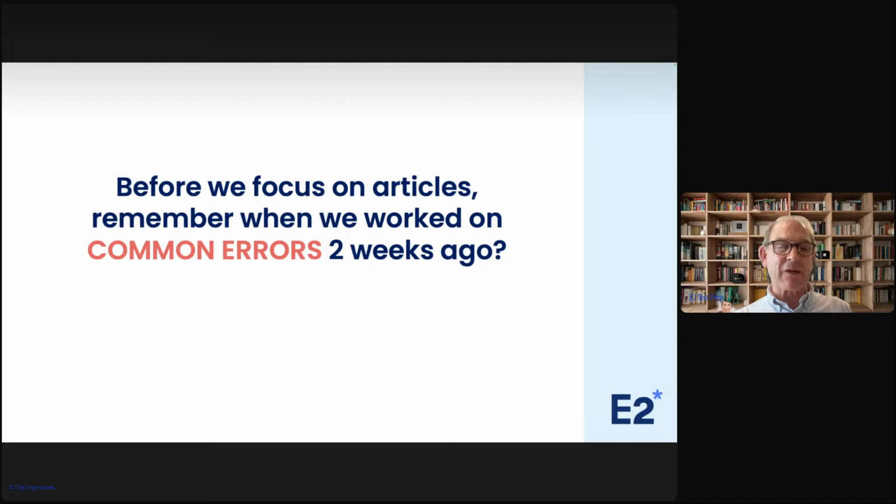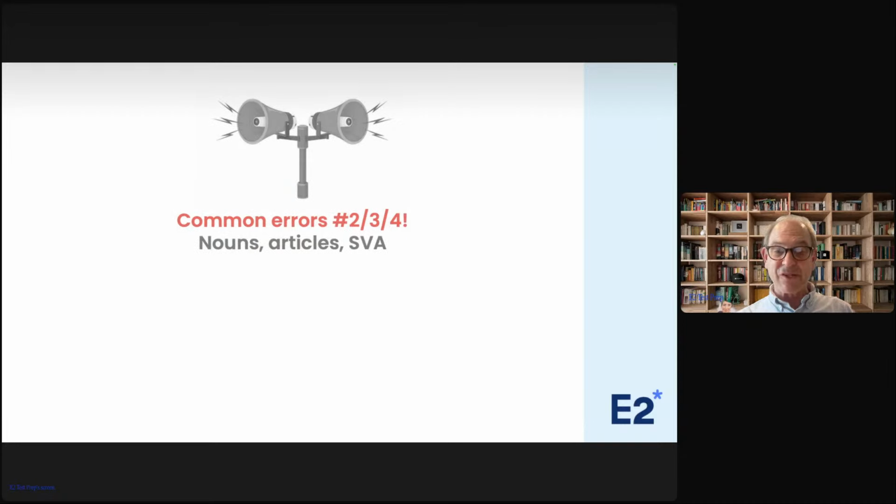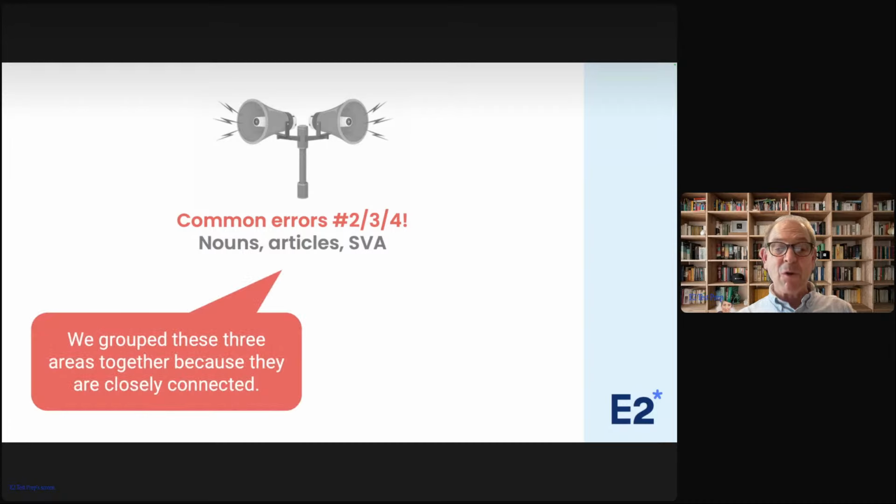Before we focus on articles, remember when we worked on common errors a couple of weeks ago? Common errors number 2, 3, and 4: nouns, articles, and subject-verb agreement. Well, we group these three areas together because they are closely connected. Nouns, things; articles, and the zero article; subject-verb agreement, meaning the number of the subject, singular or plural, affects the verb, singular or plural, and they have to agree or it's grammatically incorrect.